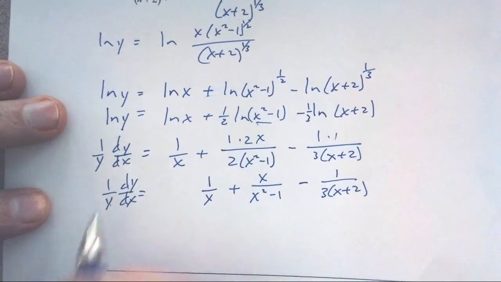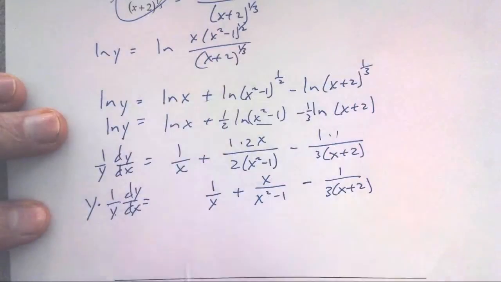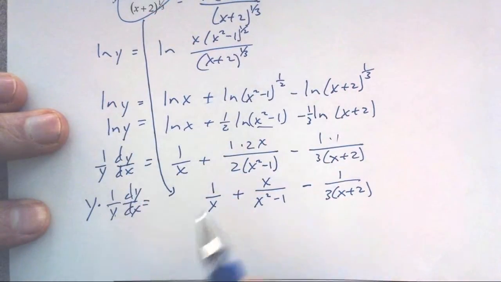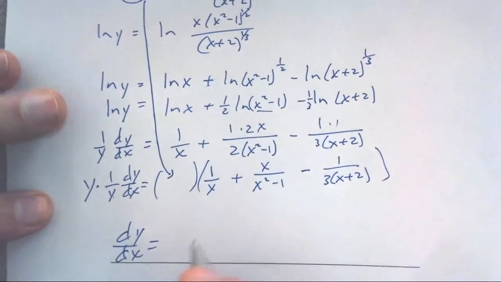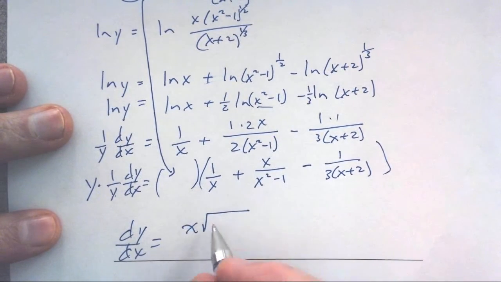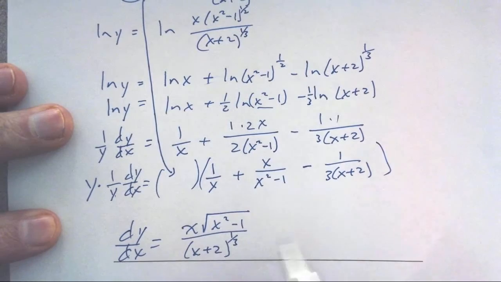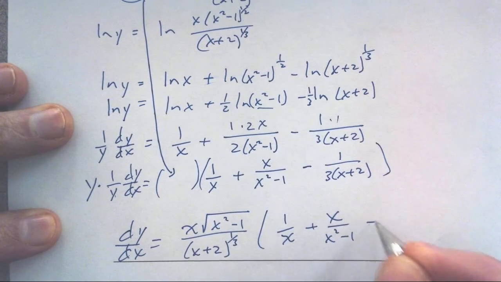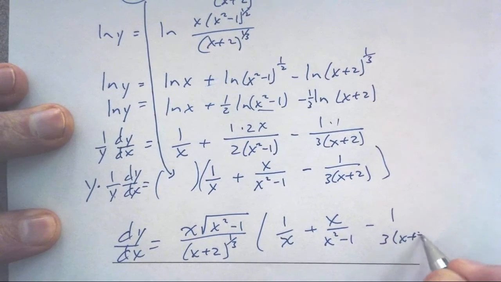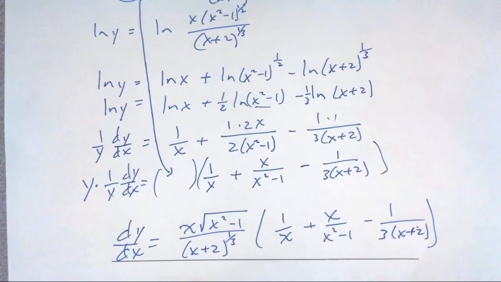But I don't want 1 on y here. I'm going to multiply by y. I could multiply this side by y, but I would rather multiply this side in terms of x. So final answer, dy dx, is this original big mess. That's my y value. Times 1 on x plus x on (x squared minus 1) minus 1 on either 3x plus 6 or 3 times (x plus 2). I'm not going to ask for common denominators on that problem. That's a pretty clear representation of our answer.